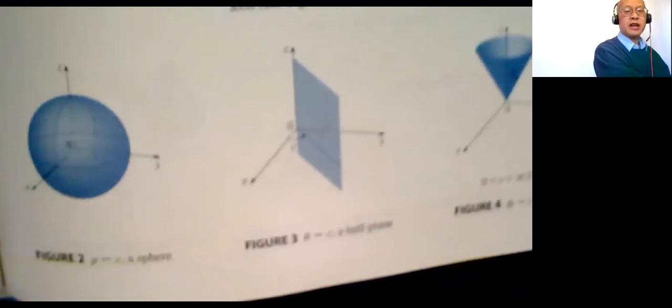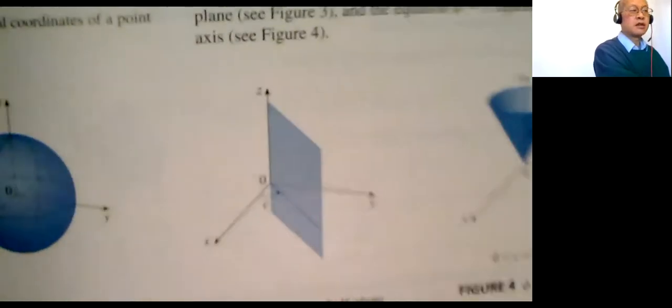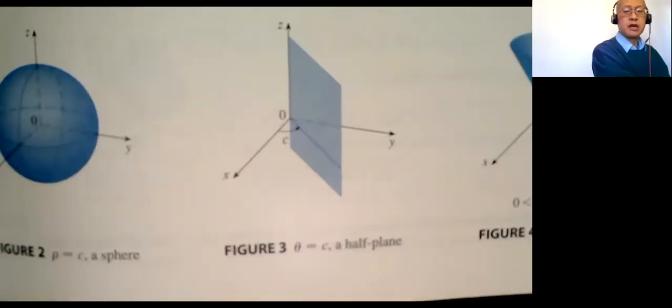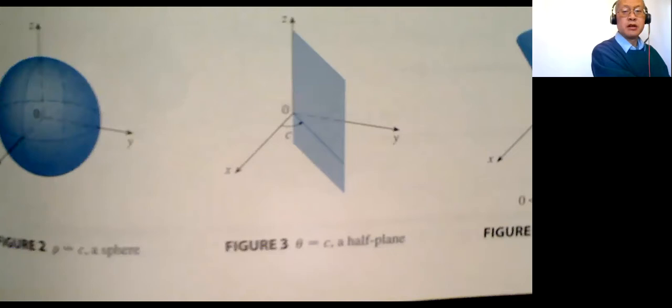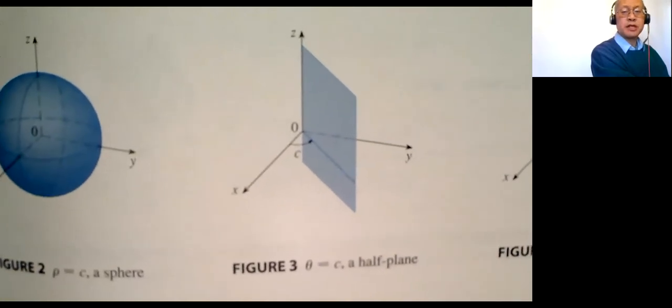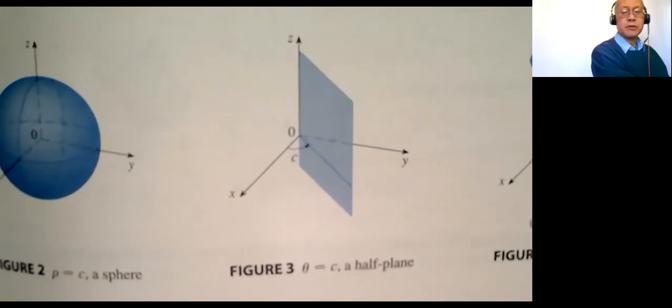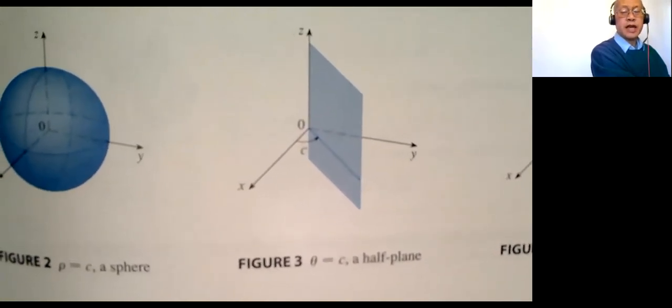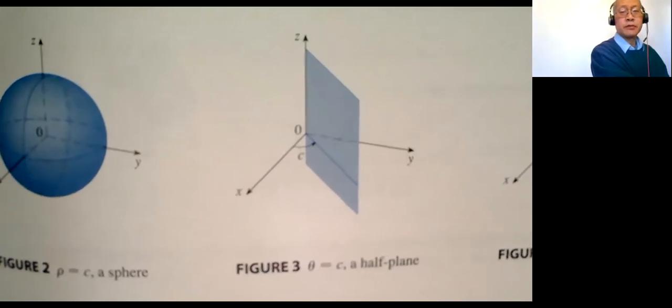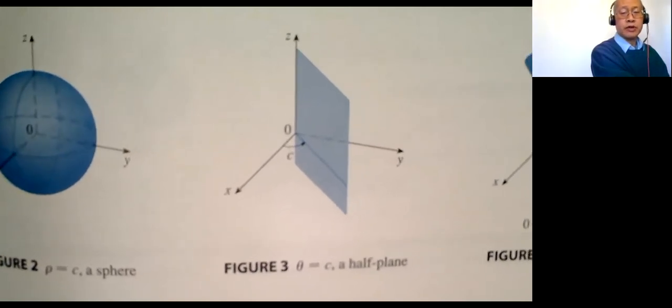Okay. Theta equals a constant gives you a half plane. So see where they have the letter C there? Theta equals C. And then take any distance away that you want, and you end up with a half plane.